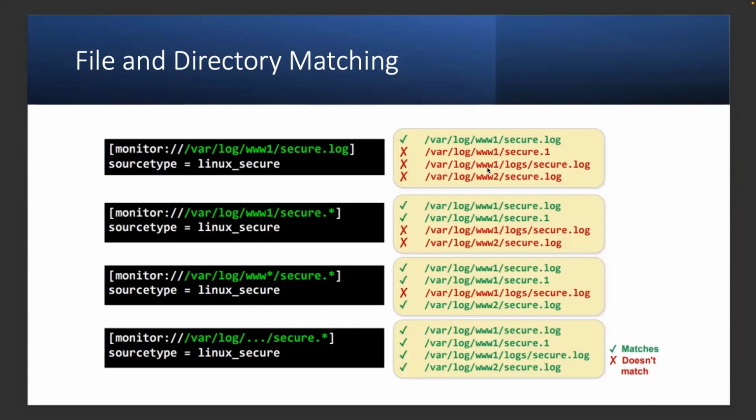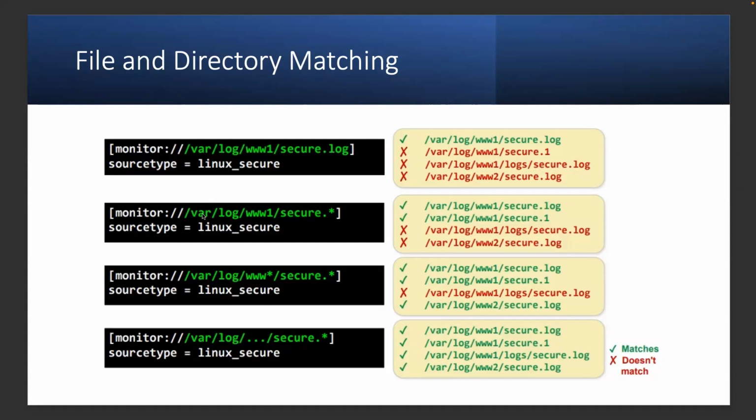This one says var/log/ww1/logs and then secure.log. We don't have that in our path. We don't have logs here. So it ends with secure.log, but there is a logs in between the ww1, so it does not capture that as well. Var/log/ww2, no, we're looking at ww1, so it does not capture that. So this is being explicit. That's what we are capturing here.